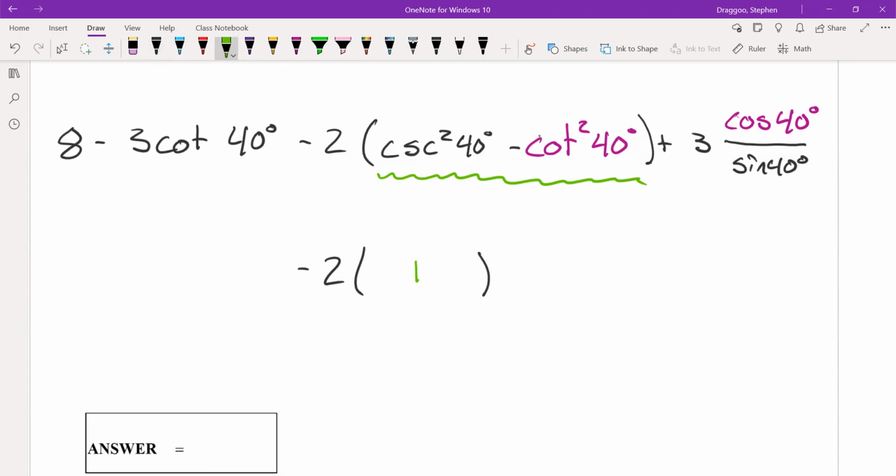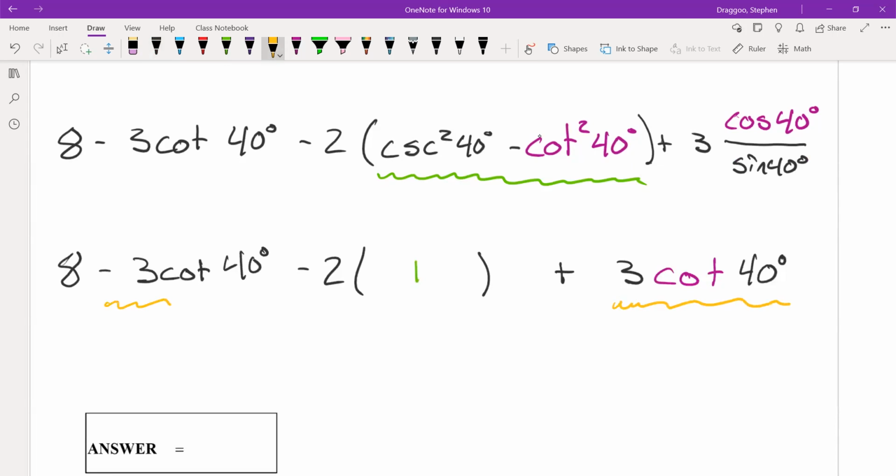I'm also going to use an identity on the right side, cosine 40 over sine 40. That's just cotangent of 40 degrees, since cosine over sine is cotangent. Leaving the other pieces alone, 8 minus 3 cotangent 40 degrees. I have a positive 3 cotangent 40 degrees and a negative 3 cotangent 40 degrees. Those two pieces together ought to add to 0.